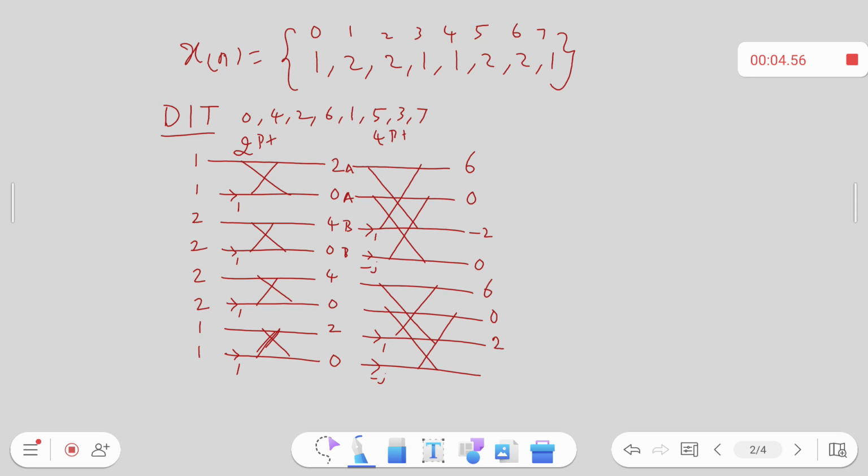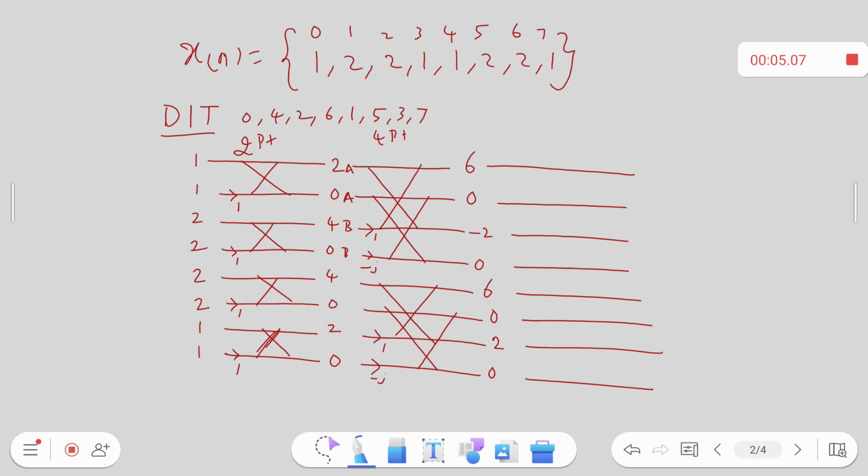So we are getting 6 0 and then 2 0. Now what we are going to do is use 8-point DFT. In 8-point DFT, the top 4 values are considered as A, and the bottom 4 values are considered as B. Again we are drawing lines between A and B, and then all these values are multiplied by twiddle factors. The twiddle factor for the first case is 1, second case is W8^1, and then here it is minus j, and the last value is W8^3.